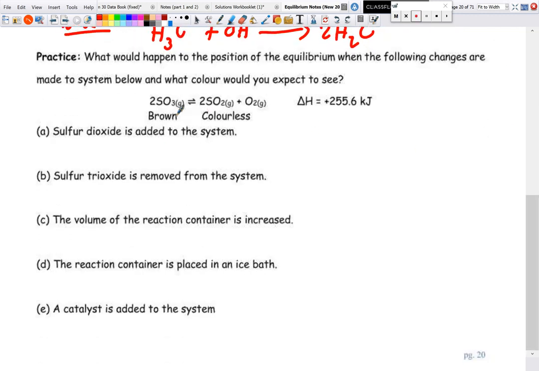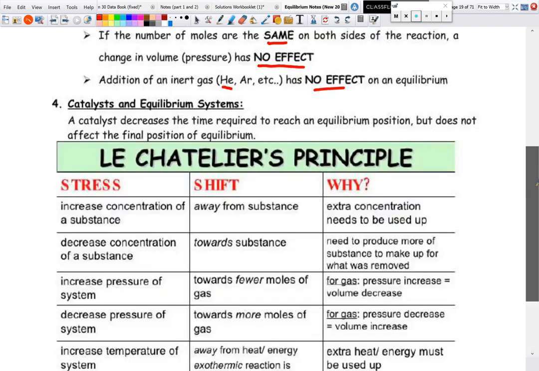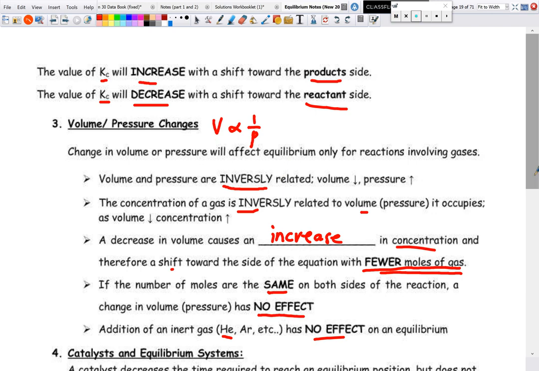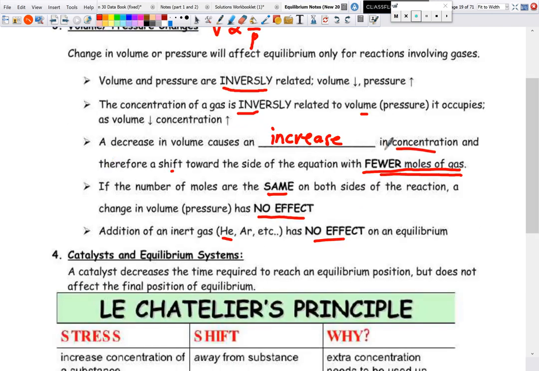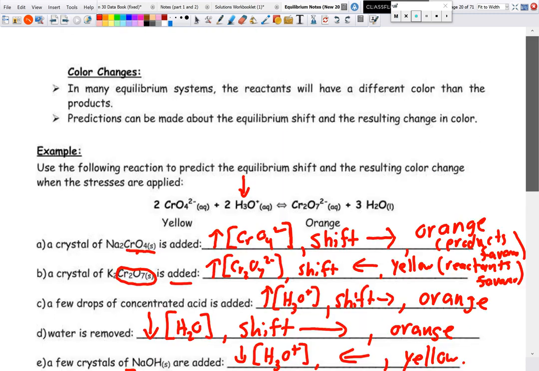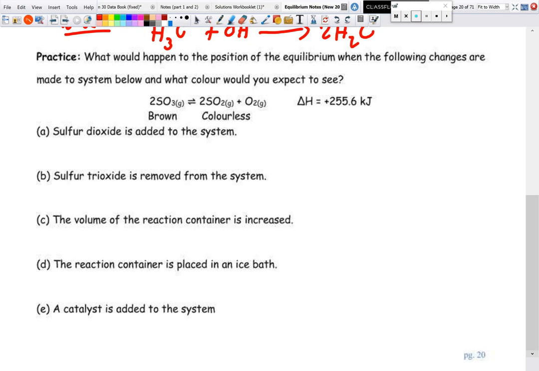Now this right here, these are all gases, so this is where volume and pressure may actually come into account. First thing, I do want to rewrite this as well, but also bring in the idea about the number of moles of gas and how that might change it, because if you look back on here, when we had a change in volume, right? If we increase the concentration, it's going to shift to the side with fewer moles of gas. Well, this one comes up here, where we count the total number of moles of gas on each side.